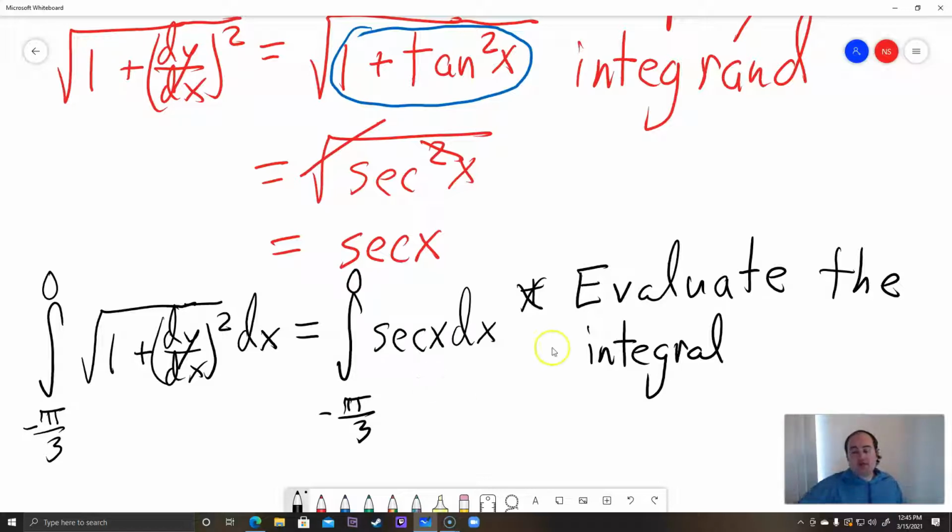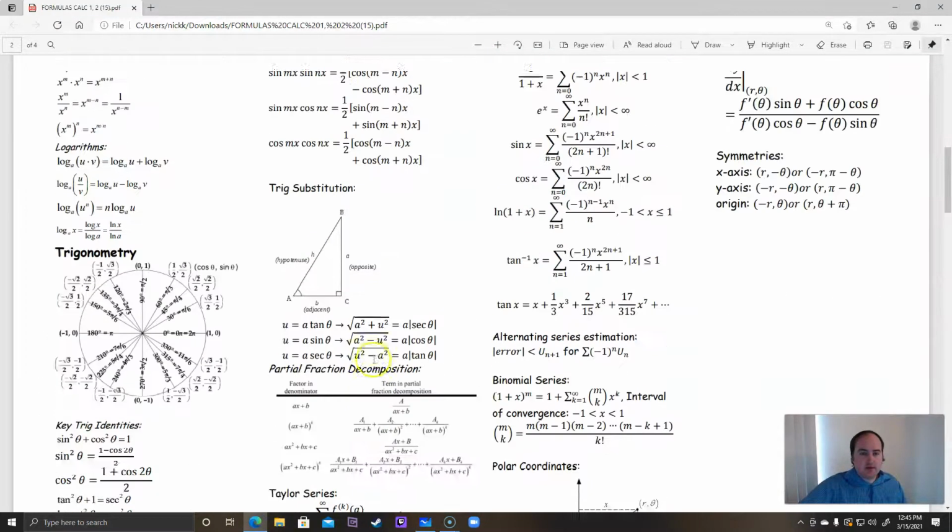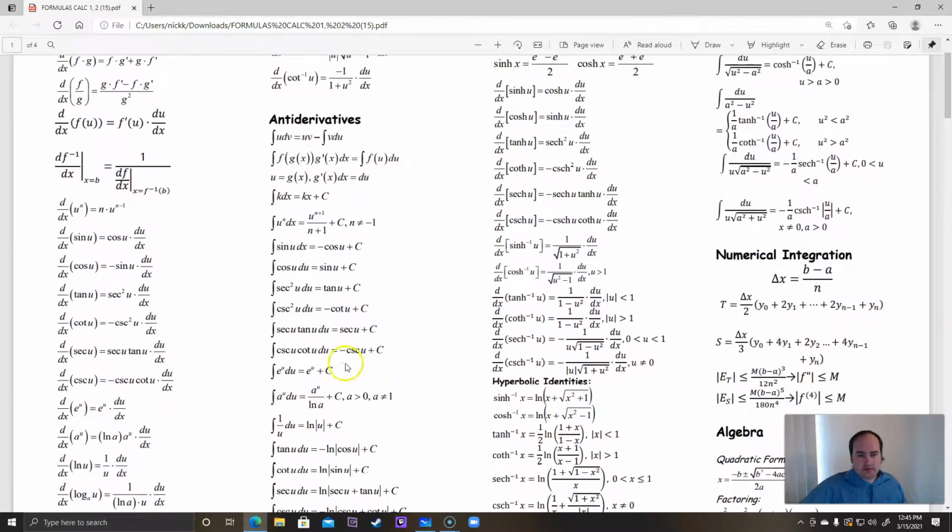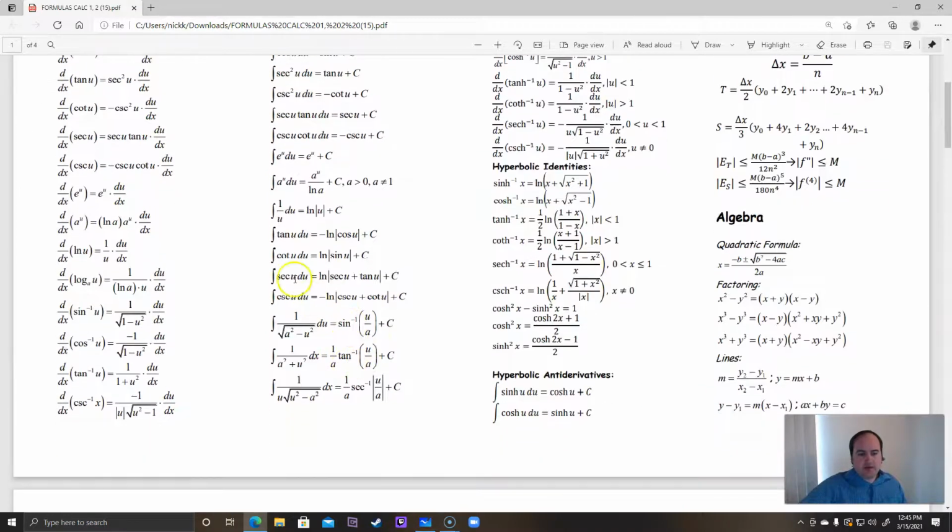Now, fortunately, in our formula sheet, I believe we do have a formula for the integral of secant of x. So we don't have to do that. We can just look it up on the first page of our formula sheet. The integral of secant of u du equals ln of absolute value of secant of u plus tangent of u plus c. And as you can see there, the absolute value shows up after you integrate. But that kind of explains why we had an absolute value earlier. So it shows up here.